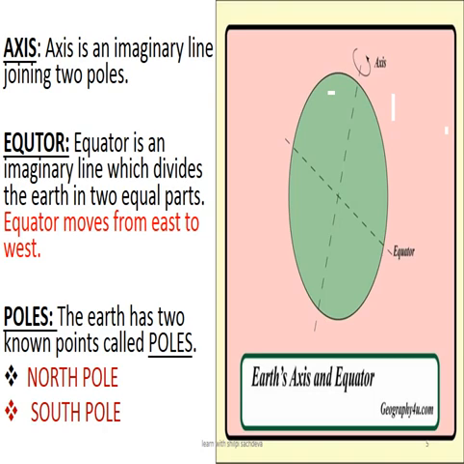Axis is an imaginary line joining two poles, that is North Pole and the South Pole. Equator is an imaginary line which divides the Earth into two equal parts. Equator moves from east to west direction. Poles. The Earth has two known points called poles, that is North Pole and the South Pole, which we have already described in axis.